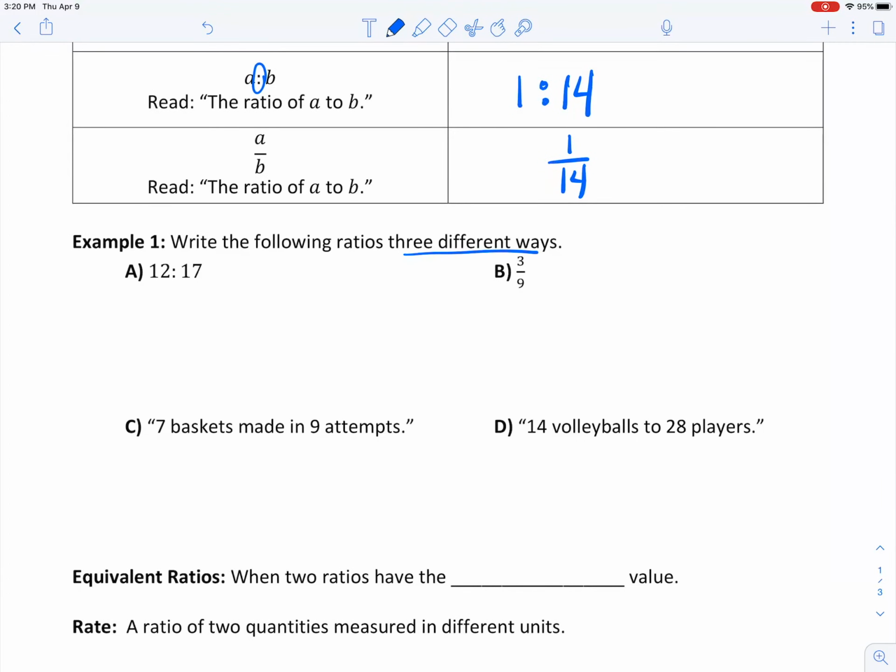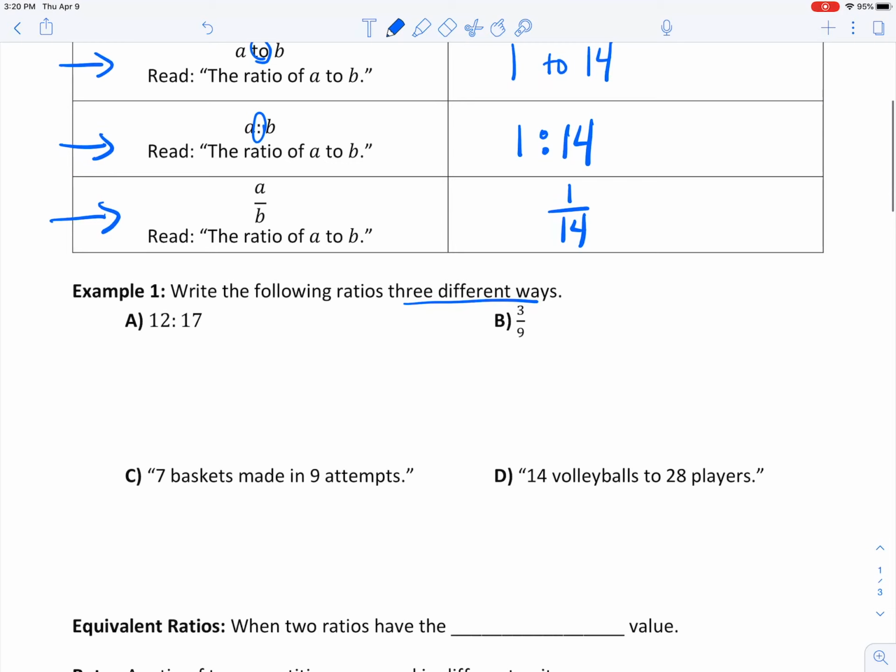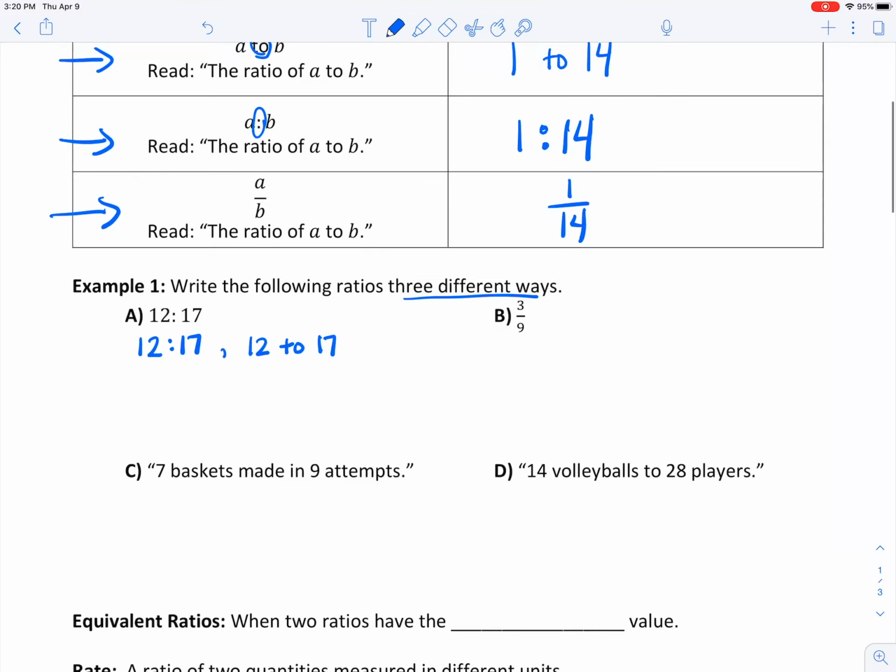So example 1, write the following ratios three different ways. So notice in our table here there's 1, 2, 3 different ways to write the ratio. In our example 1, we have to include all three ways. And remember that they have to be written in simplest form. So one of them is already given to us in letter A, 1:17 with the colon. We've also got with the word to, 12 to 17. And we also have written as a fraction, 12/17.